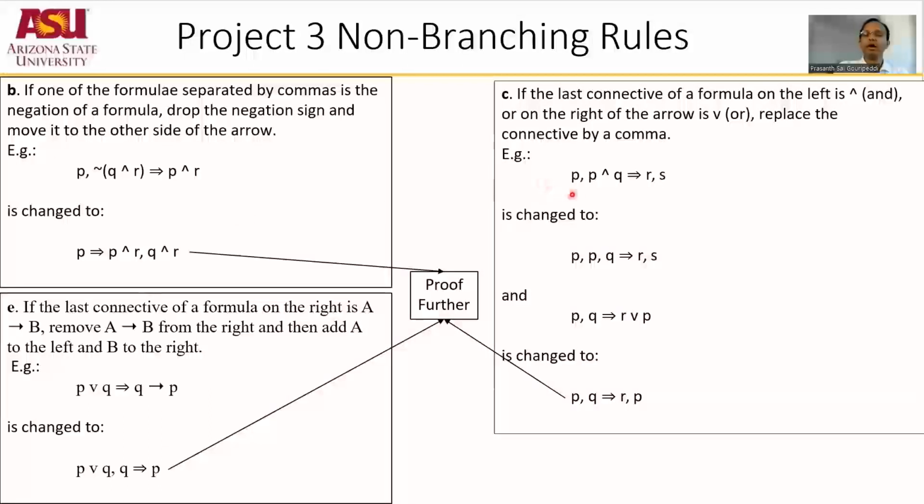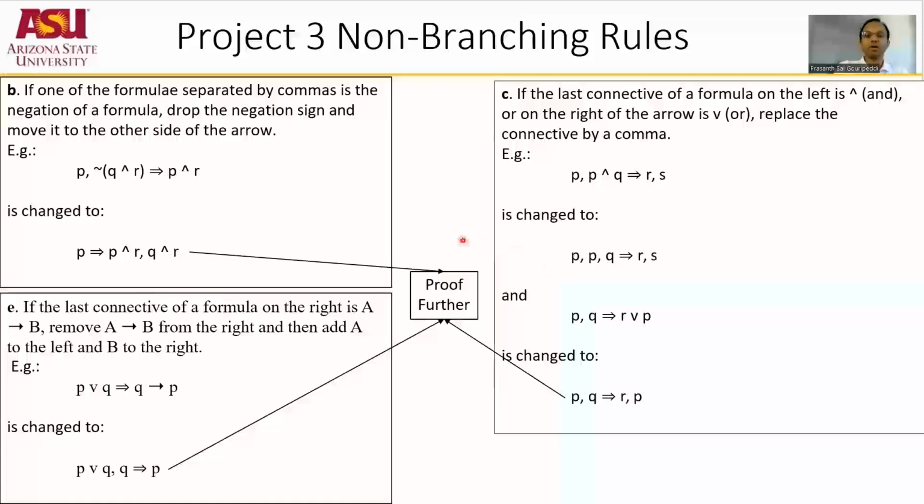The second is when there is an and, or a conjunction, in the premise. The conjunction is replaced by a comma. So the above formula where you have P, P and Q becomes P, P, Q, implies R, S. The other part of the second rule is where there is a disjunction in the conclusion or the body, R or P. The or is replaced by a comma.